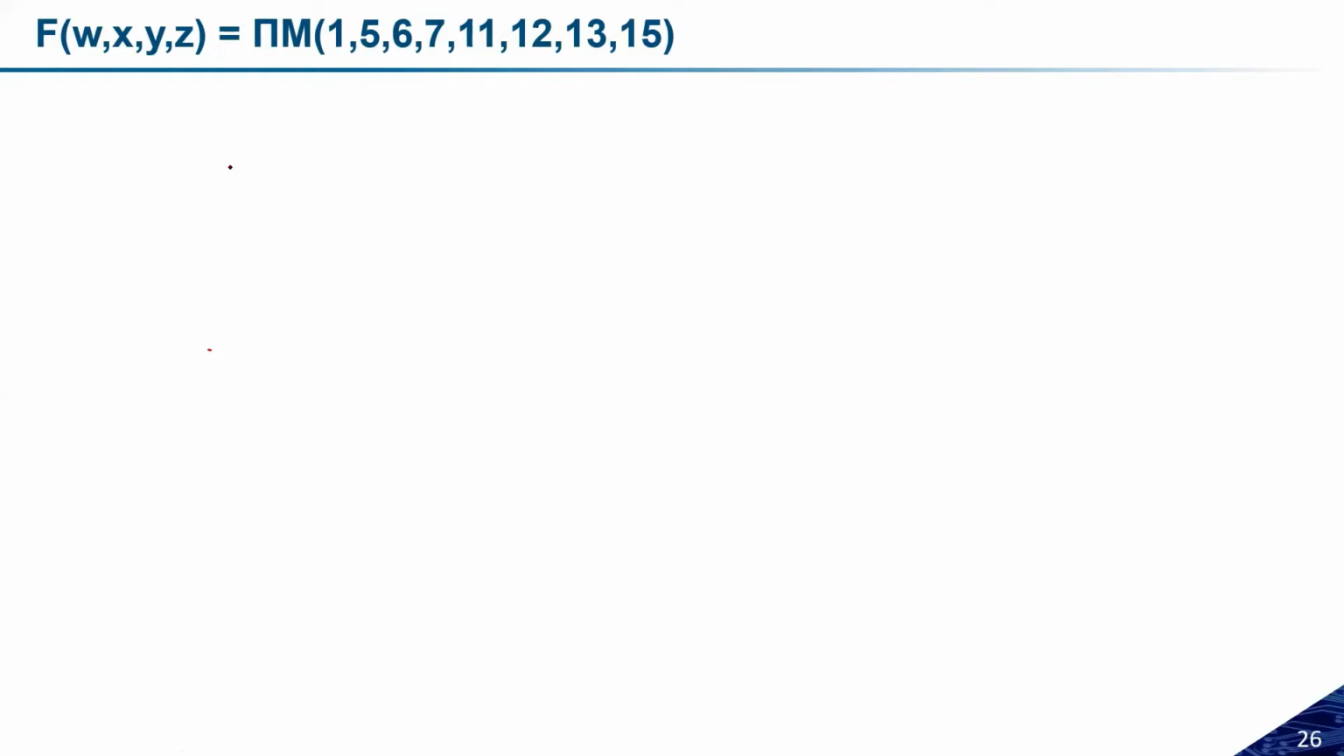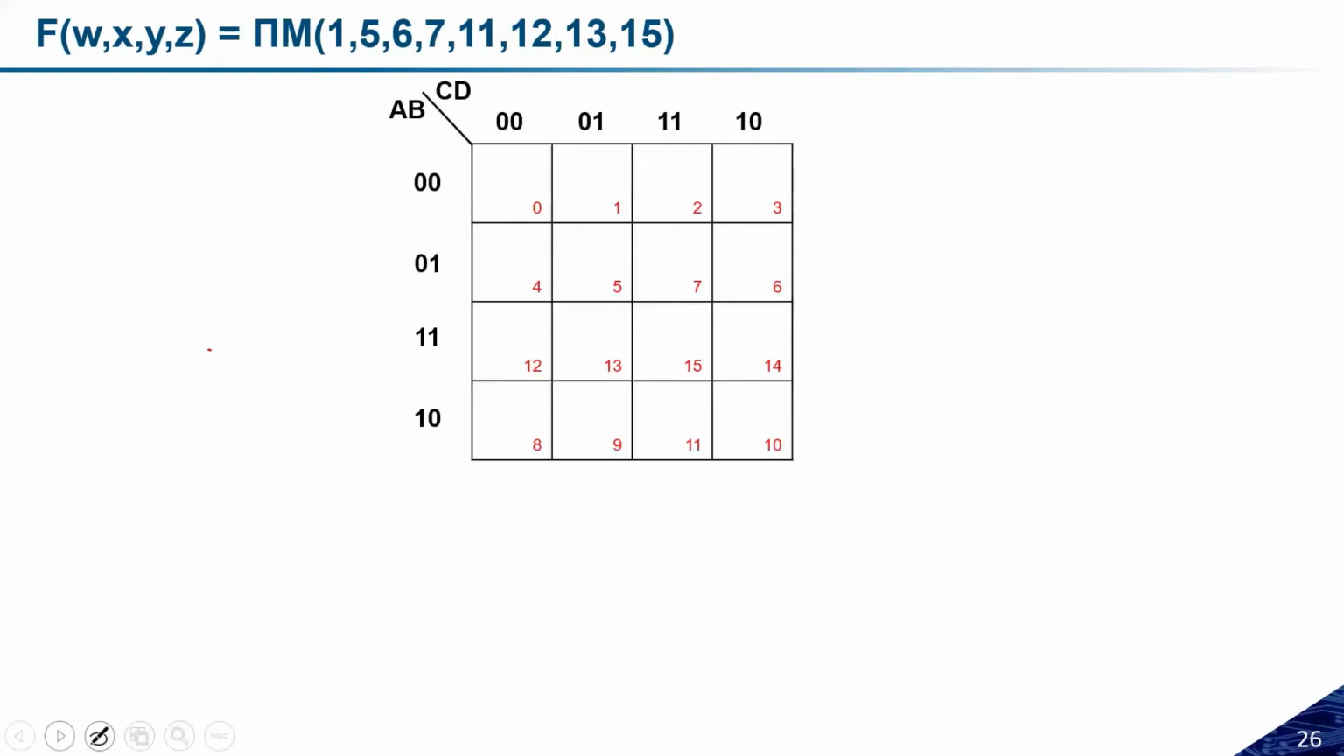If the product of sum form is given, it means whatever maxterms are available here, those will be 1. So let us try to make that one. Here I directly made it. Here I have A B C D, but it will be W X Y Z. So this will be WX and this will be YZ. So we have 4 variables WX YZ.